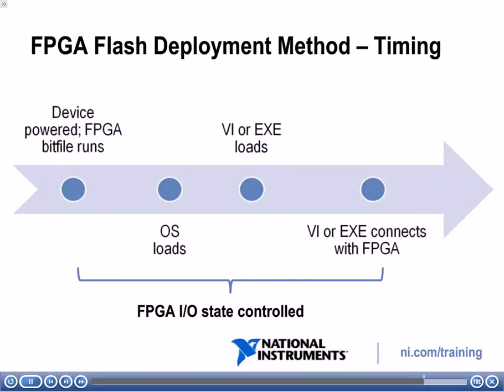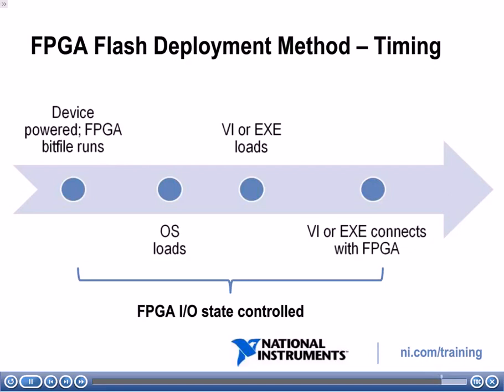Okay, so let's look at the timing for the FPGA flash deployment method. If I've set that bit file to run when loaded, and I've also set the device settings to load that bit file every time the device gets powered or rebooted, then this will be the timing that we see. As soon as I turn on that compact RIO, the FPGA will load the bit file from the flash immediately and start running. So pretty much as soon as I turn it on, it's going to start running that FPGA VI.